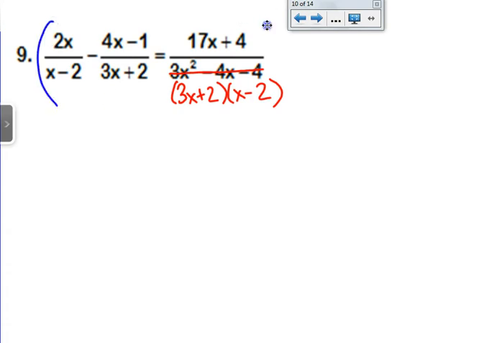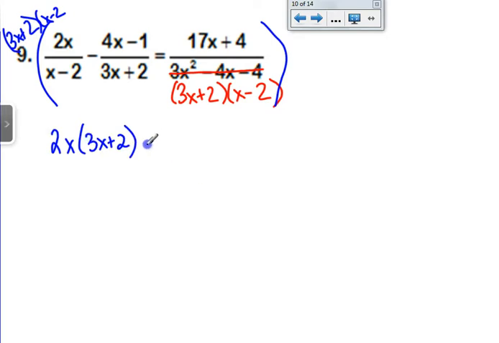Big parentheses around the whole thing. We're going to multiply everybody by a 3x plus 2 and an x minus 2. So in my first fraction, the x minus 2's cancel, so you have a 2x still times 3x plus 2.